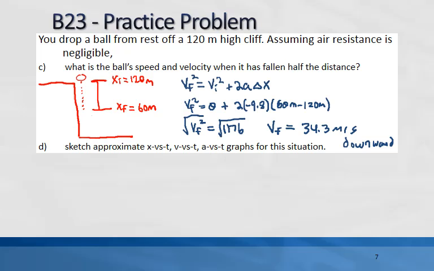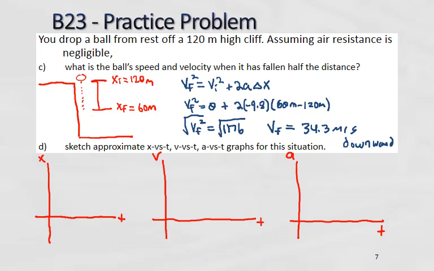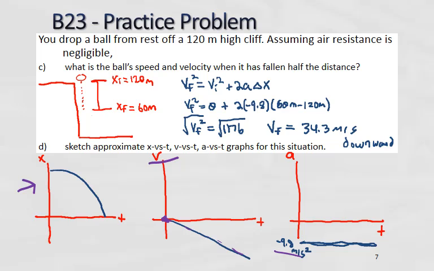All right, so halfway should be 34.3 downward. And then for position and time, we're starting at 120 meters and then falling down. This is curving downward, and should be, right? It's an accelerating situation, so it's going to be curvy. Velocity-time starts at rest, and then it's getting faster and faster in the negative, and then the acceleration is negative 9.8.